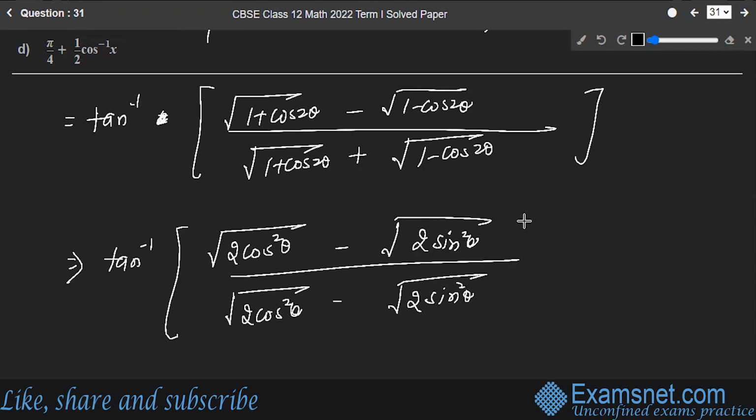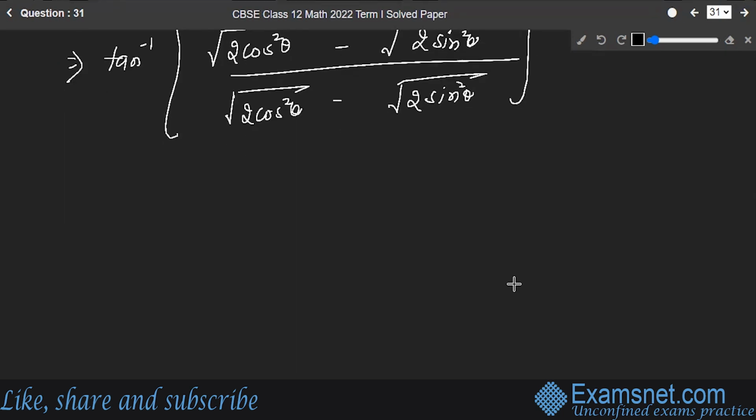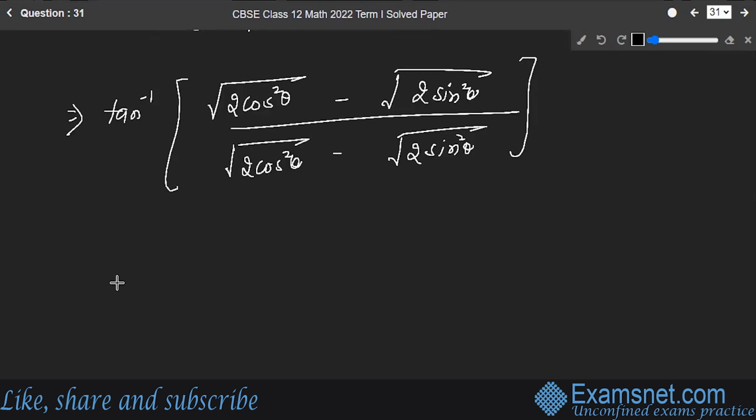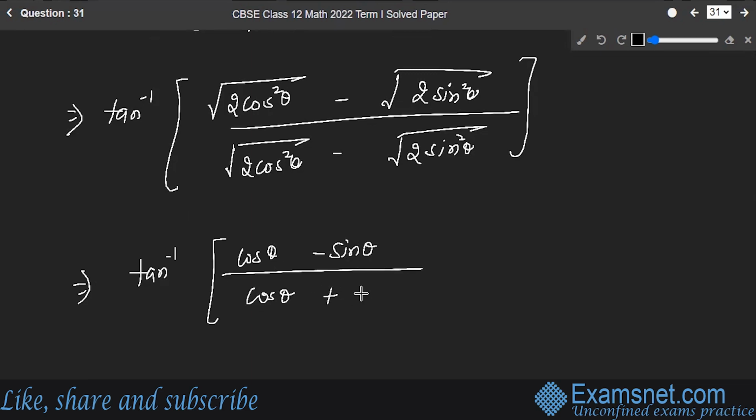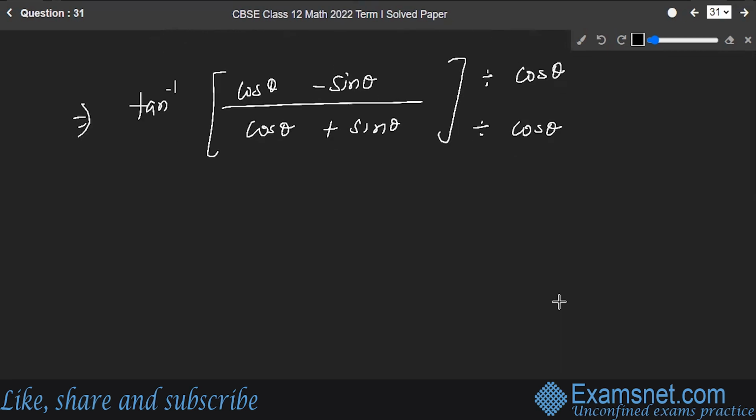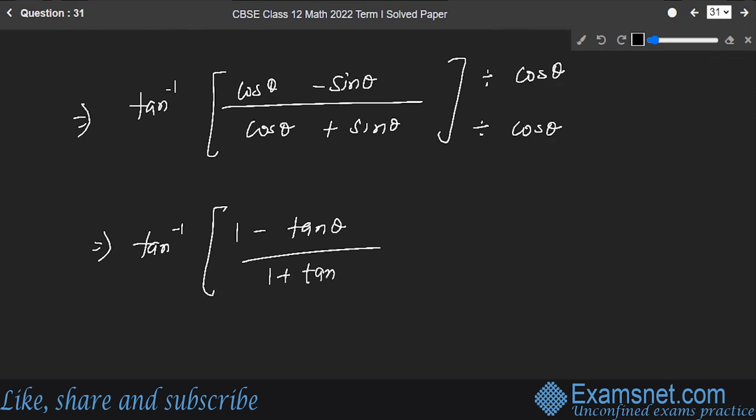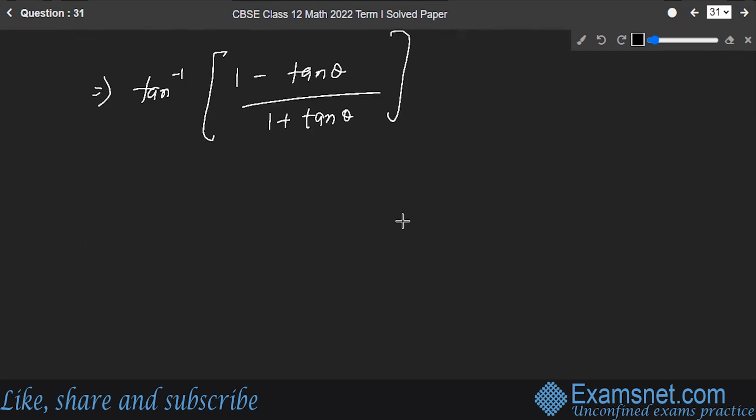I'll cancel the root 2 from the numerator and the denominator, and also cancel the square root and the squares. I'll be left with the tangent inverse of (cos theta minus sin theta) divided by (cos theta plus sin theta). Let's divide the numerator and the denominator by cos theta. So you will have here tangent inverse of (1 minus tangent theta) over (1 plus tangent theta). Hope you got that. Till here you are clear with this.